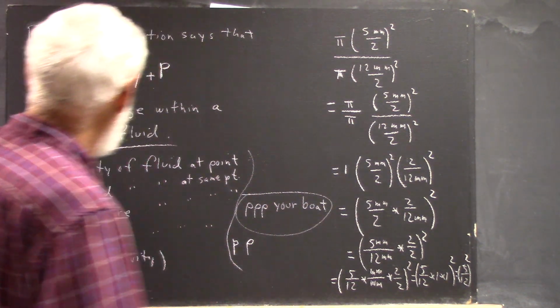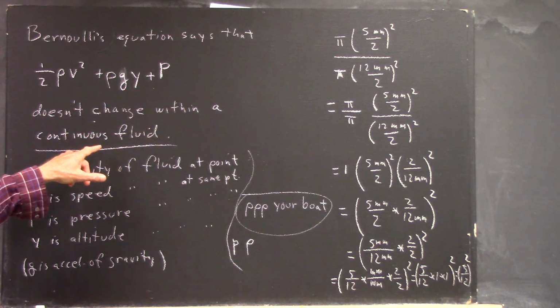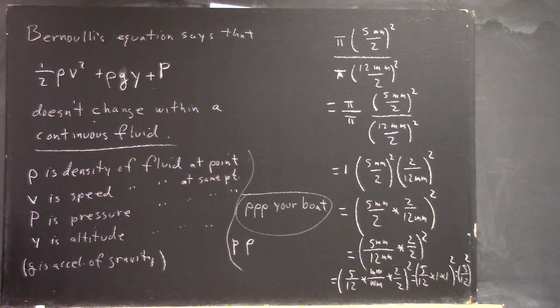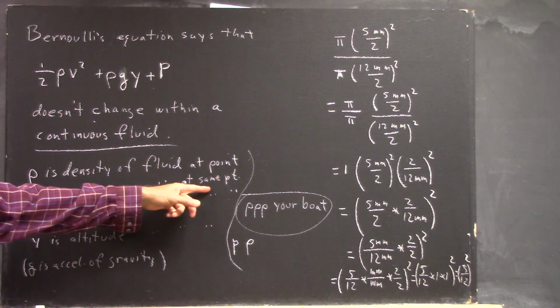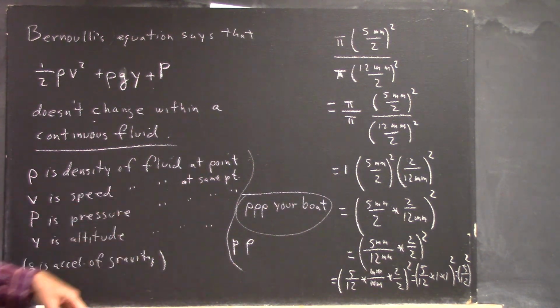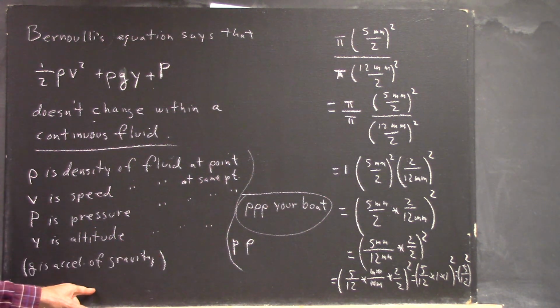Okay, Bernoulli's equation: 1/2 rho v squared plus rho g y plus p doesn't change within a continuous fluid. Where rho is the density at a point, v is the speed of the fluid at that point, p is the pressure at the same point, y is the altitude at the point, and g is just the acceleration of gravity, which for our purposes and for almost any purposes can be regarded as completely constant. So it doesn't vary.